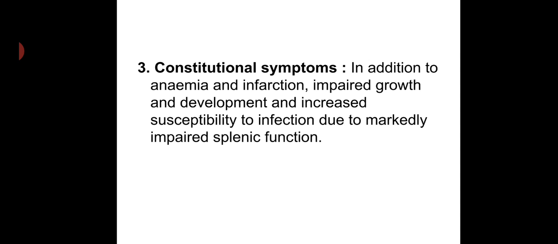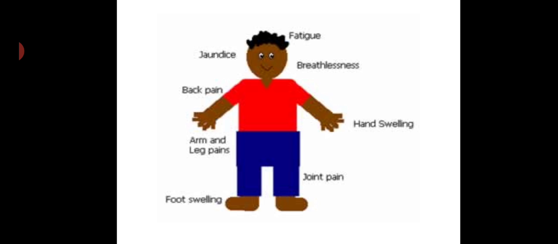Then constitutional symptoms. In addition to anemia and infarction or vaso-occlusive crisis, impaired growth and development and increased susceptibility to infection because of markedly impaired splenic function is not uncommon. So these are the features of sickle cell anemia. You can see the features of severe anemia like fatigue, breathlessness, then jaundice as a sign of hemolytic anemia. Then there are signs of vaso-occlusive crisis and pain crisis like back pain, leg and arm pain, joint pain, etc.